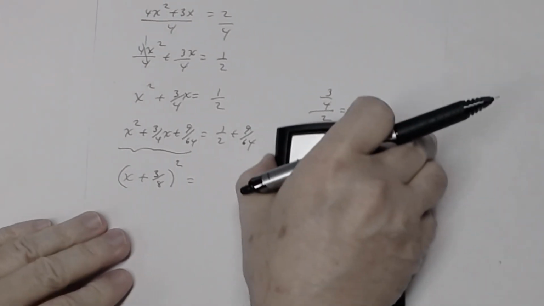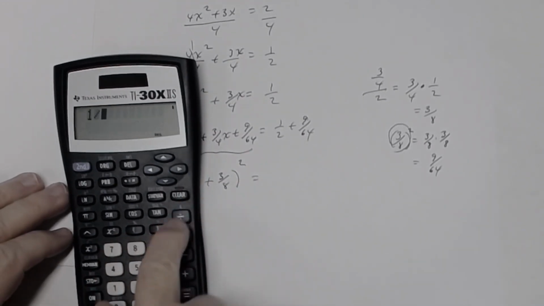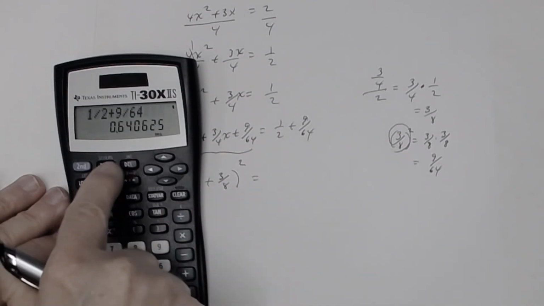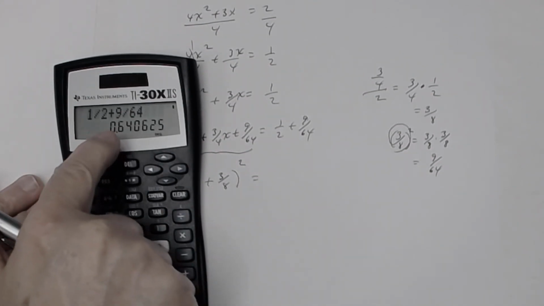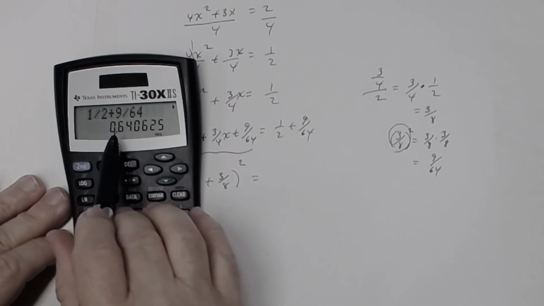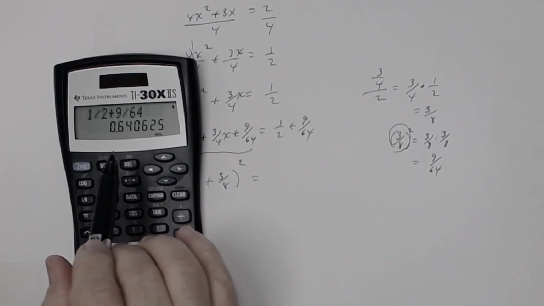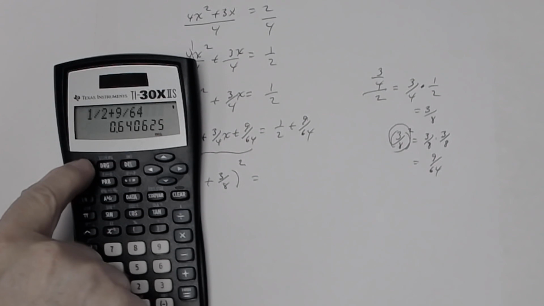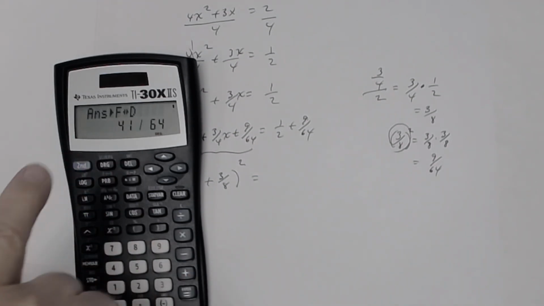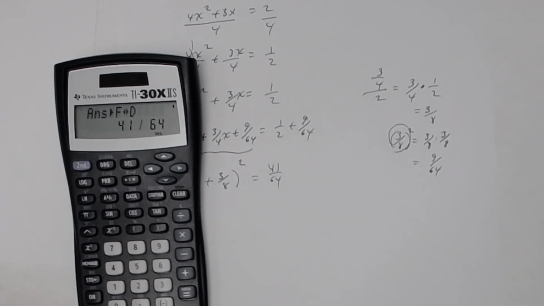So you could do several things. You could use your calculator. So you could say 1 divided by 2 plus 9 divided by 64 equals, and you get this decimal. Since there's a 0 on the left hand side of the decimal, you can get a proper fraction. It will not be a mixed number, but you're still going to press second PRB right here, and then press equal, and you get 41 over 64. So 41 over 64 goes here.